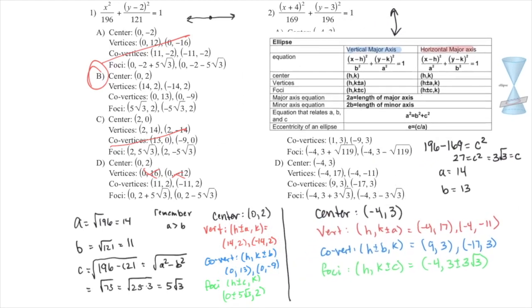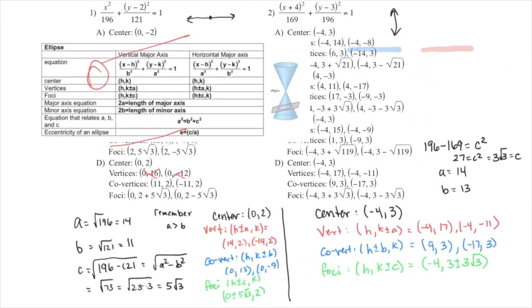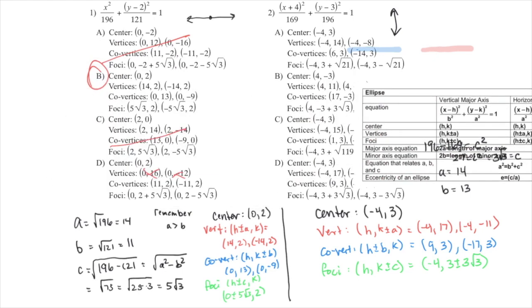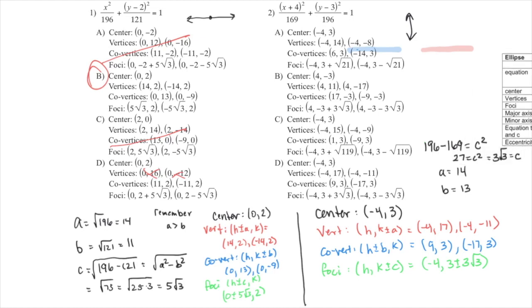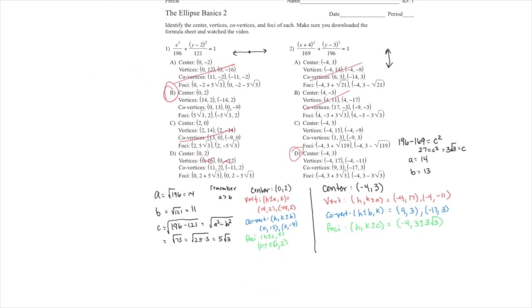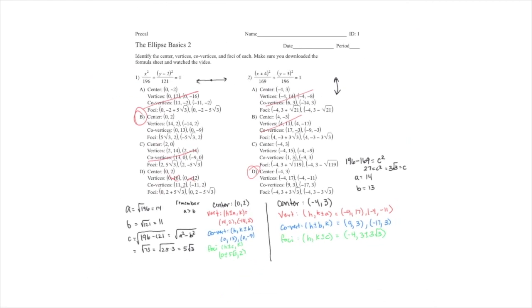Let me get rid of all this stuff. Let me just delete it. Get it out of the way here, and I'll get those two things up. Now, let's look at the answers. I'm going to find my center, -4, +3. I was looking at the vertices and the center, and D turned out to be the answer. Hopefully there's no questions on that.